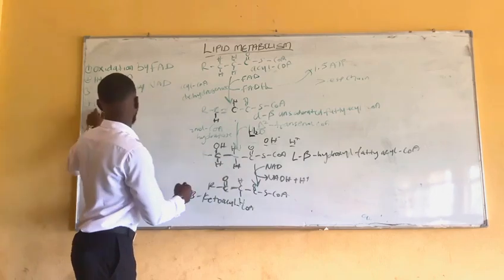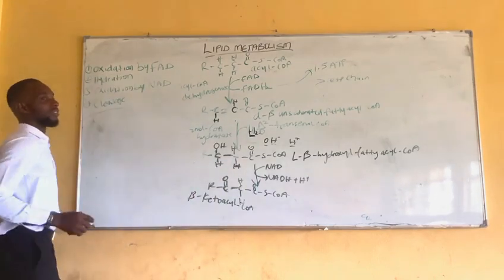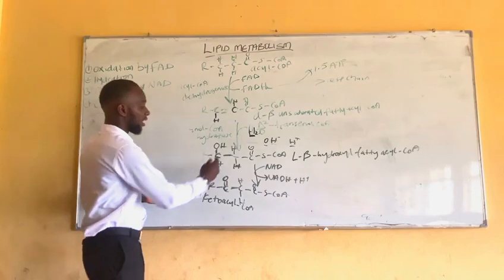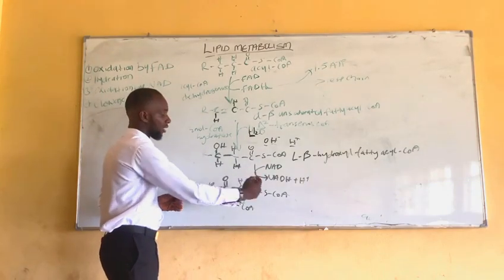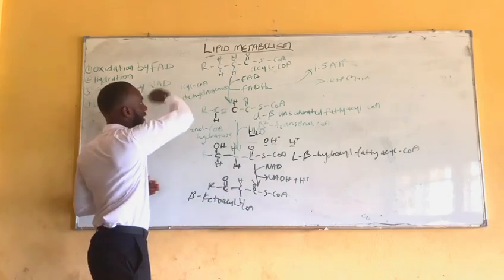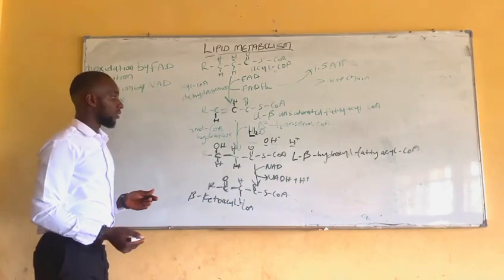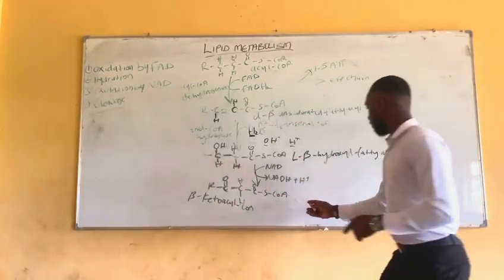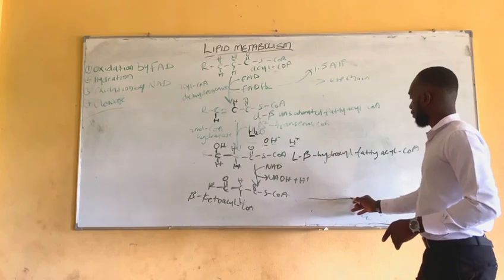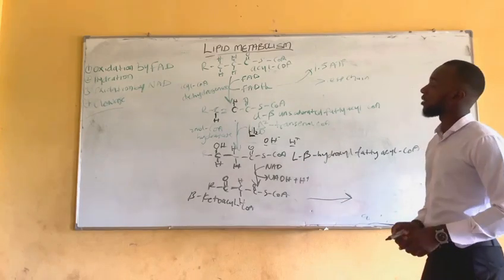Because we are preparing for this fourth reaction, the cleavage, so that there will be splitting. Two carbon units will be removed as acetyl-CoA, and the remaining 14 carbon atoms will go back again and continue this cycle. Understand? Let me continue from here. So the next one is cleavage.